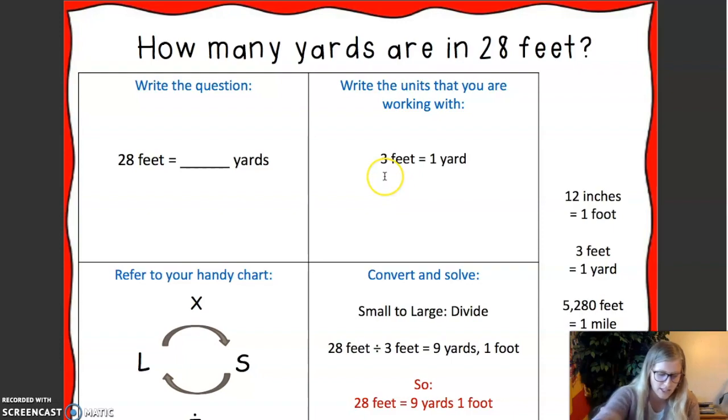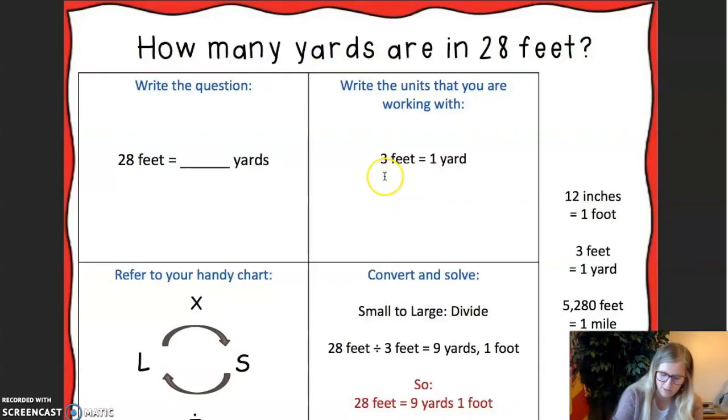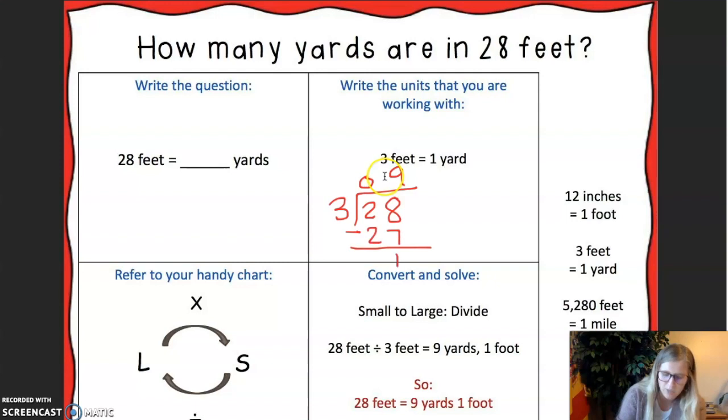So when they did that one, I'm going to go ahead and write that. We took 28 divided by 3 and put it into our algorithm. 3 goes into 2 0 times. So 3 goes into 28 9 times. 9 times 3 is 27. I subtract, I get 1 remainder, but I'm going to write it as 9 yards and 1 foot.